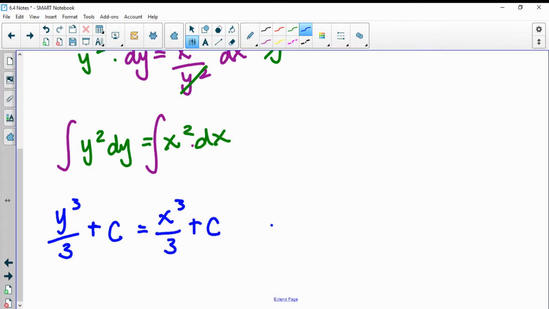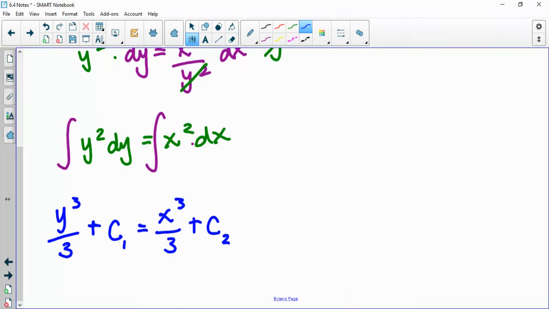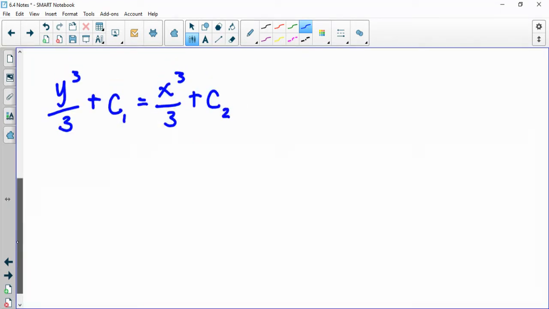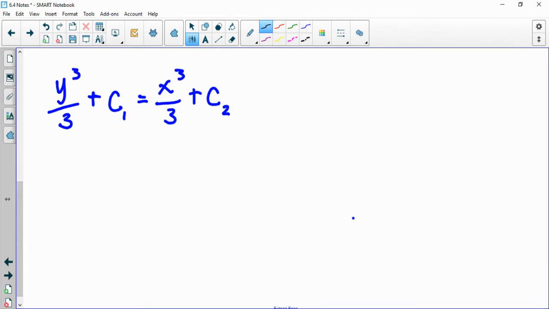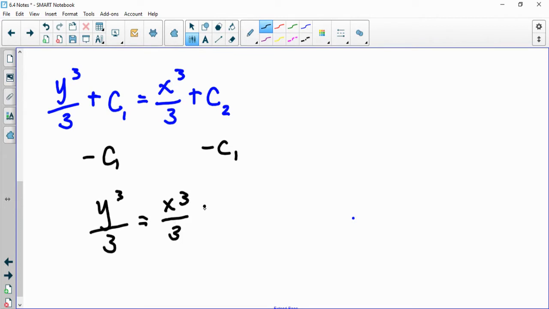And you're like, uh-oh, we have two c's. It's easy to fix. Make one of them c1, one of them c2. Okay? Easy. Okay, we're trying to solve for y. So the first thing I'm going to do is subtract my c1. So now I have y cubed over 3 equals x cubed over 3 plus c2 minus c1.